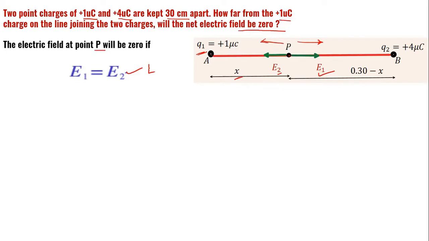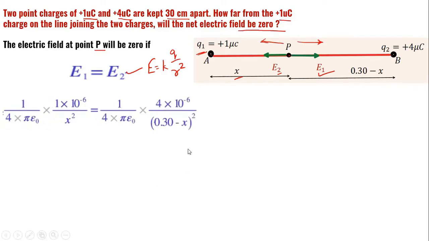Now the formula for E, already we know, is kQ by r squared. So if we put this formula for our particular situation, what will we get? E1 equals k, that is 1 upon 4 pi epsilon naught, times the +1 microcoulomb, which we have converted into coulomb as 10 to the power minus 6 coulomb, upon r squared, that is the separation between A and P, which is x, so x squared. Similarly, for E2, same magnitude: 1 upon 4 pi epsilon naught, times the +4 microcoulomb, which is 4 into 10 to the power minus 6 coulomb, upon the separation between P and Q2, which is (0.30 minus x) whole squared.